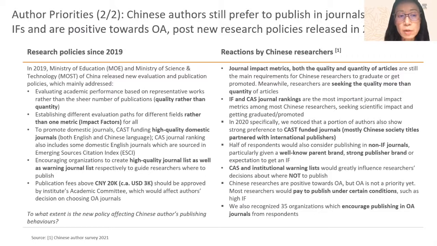The final point I wanted you to notice here is the publication fees, in other words, the APC. The authorities have set a ceiling amount of 3,000 US dollars for researchers to pay to most journals for their publications. If the publication fee is over 3,000 US dollars, the authors would need to submit an application, get their institute's academic committee's approval, and provide some justification.